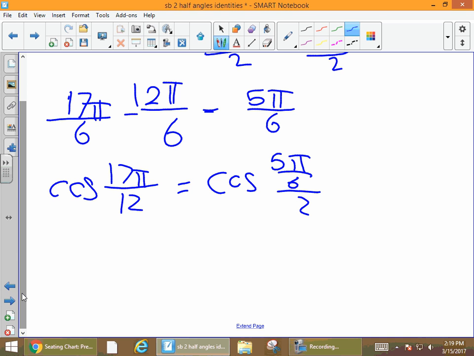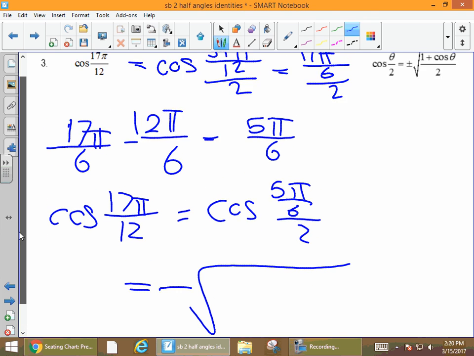So with 17 pi over 12, what quadrant is that going to be? Not 2. Not 1. So 17 divided by 12. It should be third quadrant, if I'm not mistaken. Yeah. So 17 pi over 12, that's in the third quadrant. So is cosine positive or negative in the third quadrant? Negative. So we're going to have a negative in front.